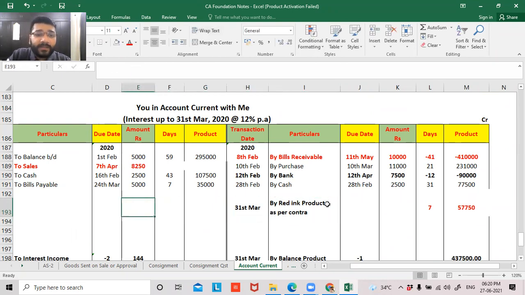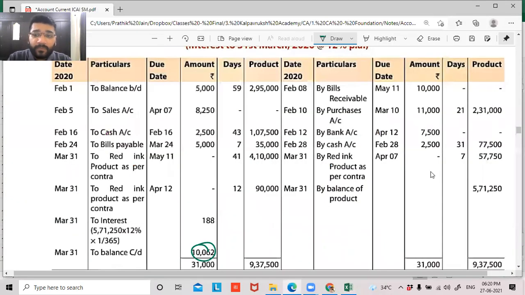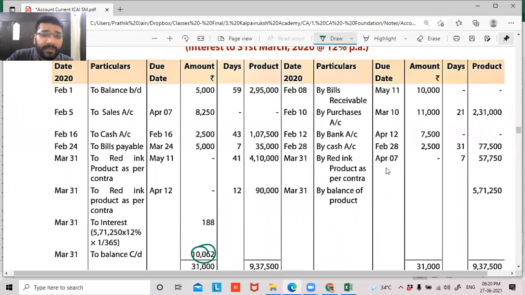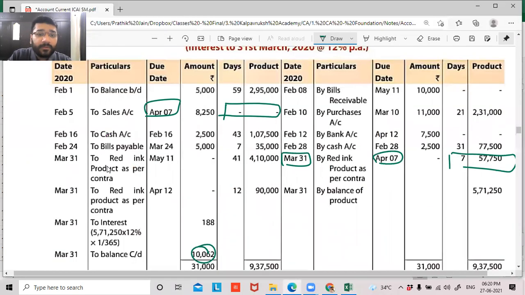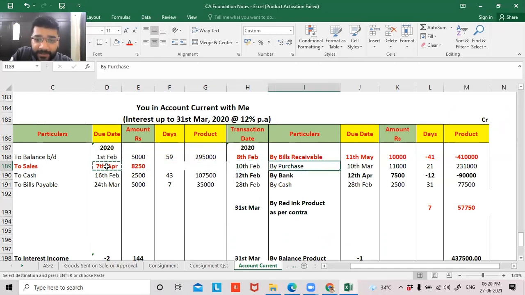What did I do, guys? Here I had 2 amounts, 2 things. That is negative days, negative product. These 2 alone I've taken to the other side. If you see here also they have done the same thing. These 2 amounts they kept as blank. Why? Because this is mentioned here. Look at the date, 31st March, and here it is April 7. That is the due date also they've taken as it is. 7th April, due date you can take as it is.